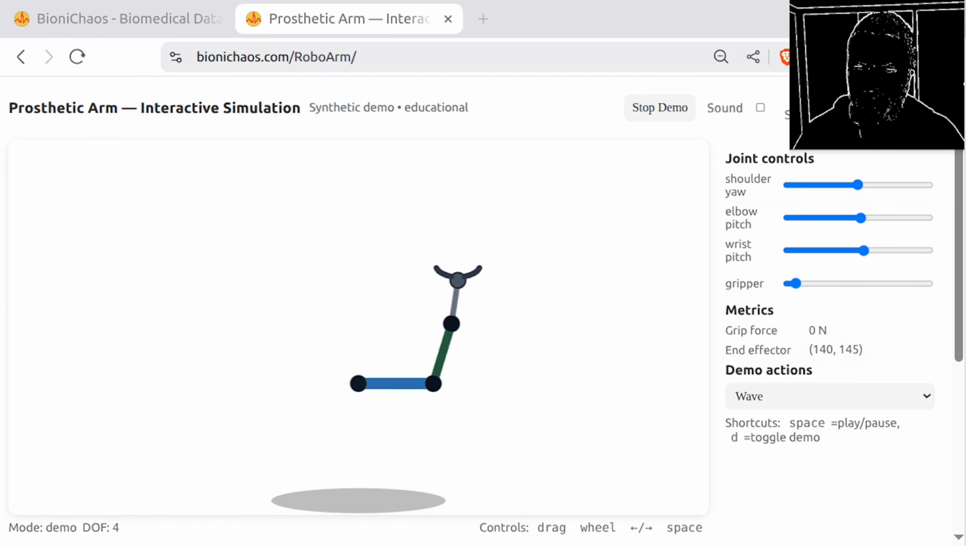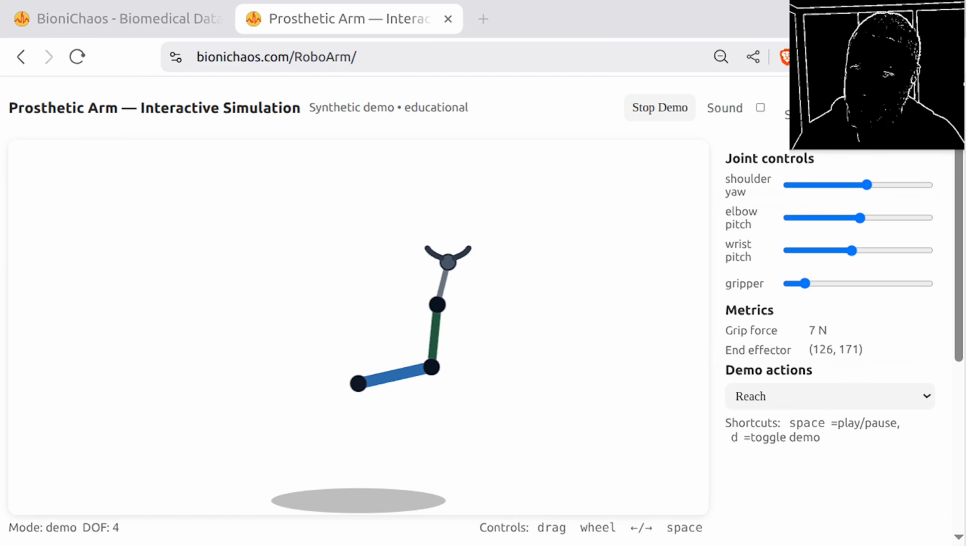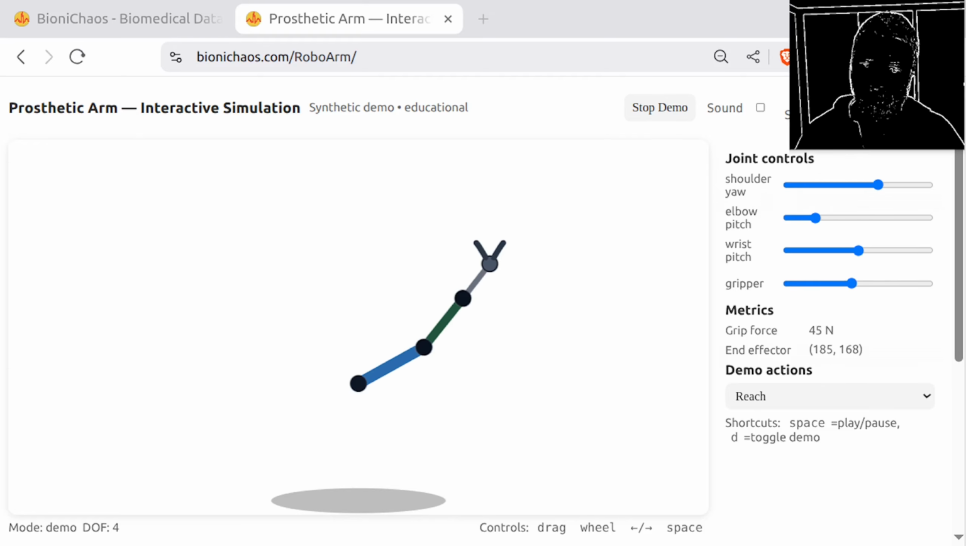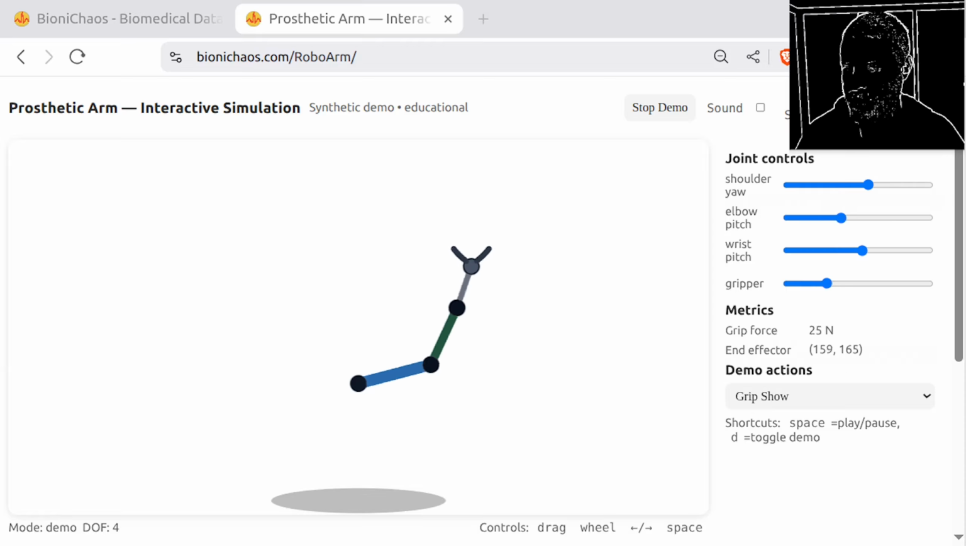Can you ask questions as if you were a data scientist interested in biomedical engineering? Considering the data provided on the screen, I'm curious about the relationship between the joint controls and the resulting grip force and end effector position. Are there correlations to be explored between these variables in different demo actions?